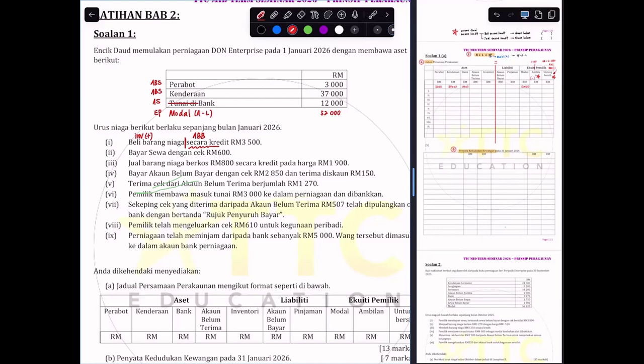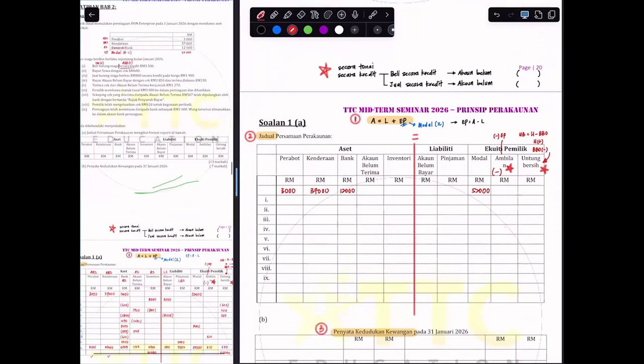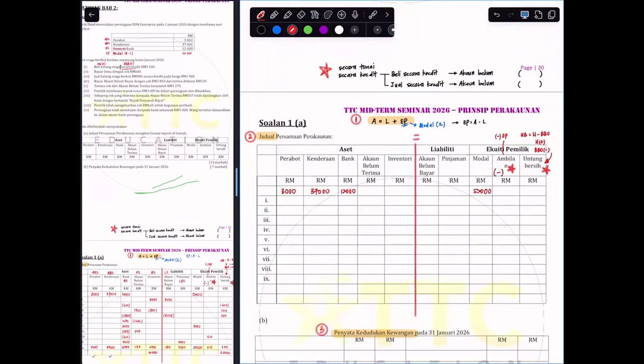Now the question is, I buy, I haven't paid. So the amount that I haven't paid, the amount of belum bayar, is getting more or less? I buy, I haven't paid, so my belum bayar value is getting more. So both are getting more by 3,500. Let us record into the table. Inventory up by 3,500. ABB also increased by 3,500. And obviously both equal 3,500, left and right hand side, right?